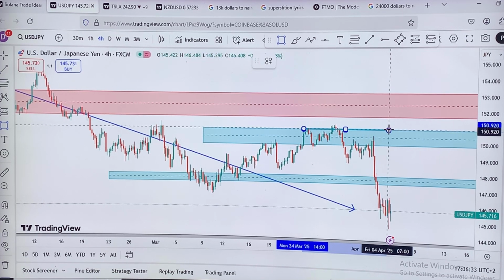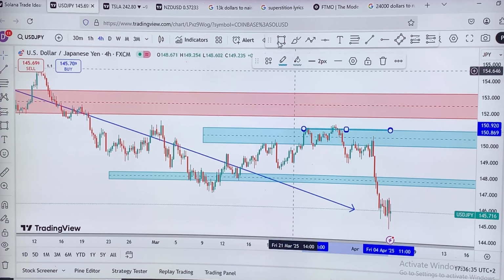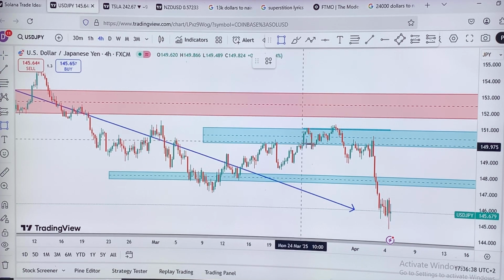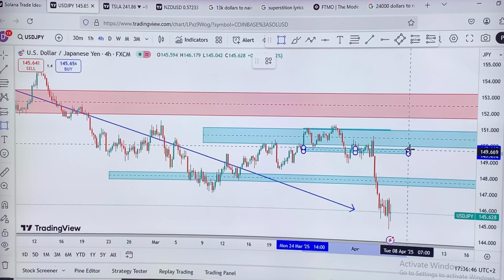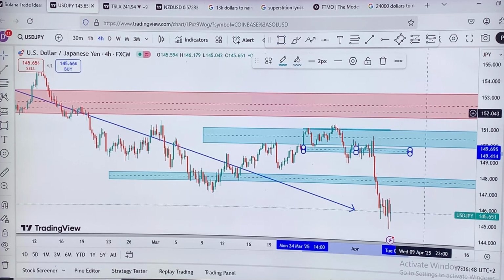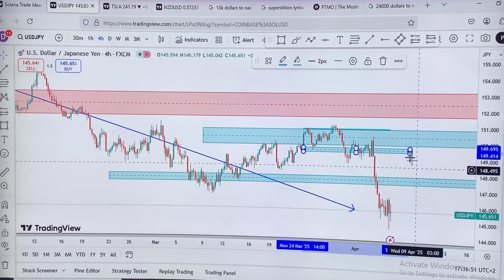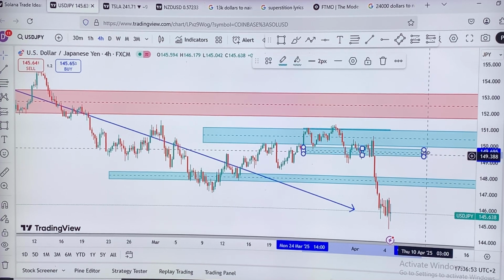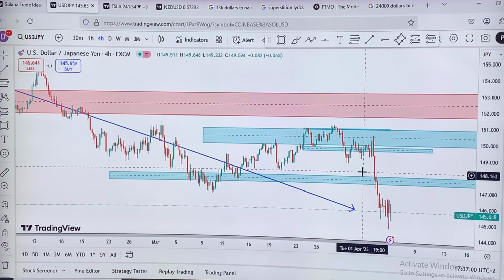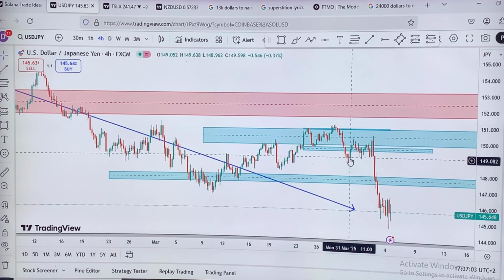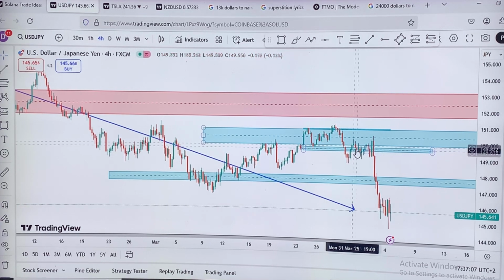If you can see this level, okay. So we had a break of structure here. So I would have had my entries. We had a break of structure here. So I've had an entry all the way from here or here. Okay, 15 minutes time frame, break of structure, take my entry.